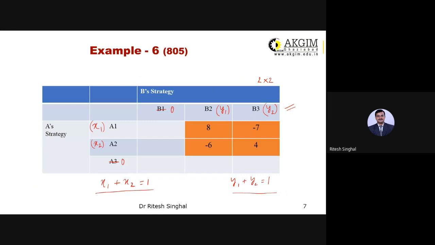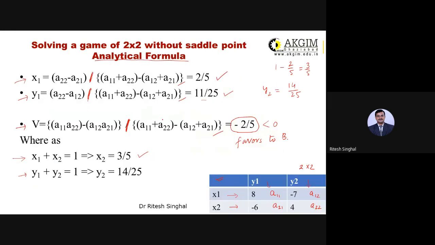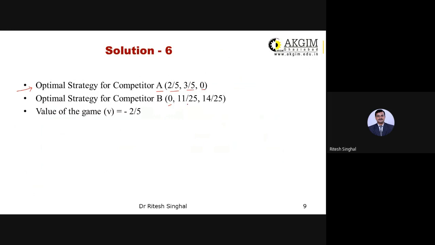Here B1, that is the first column, is removed. That is why I should write 0 in the beginning, then y1, then y2. And the value of the game is negative, which favors player B. That is our final result. We should write the result in this format only, exclusively telling about all the strategies given in the question, whether removed or not. All the removed strategies must be written here in sequence with 0 probability. Okay, I think you understand this particular situation.